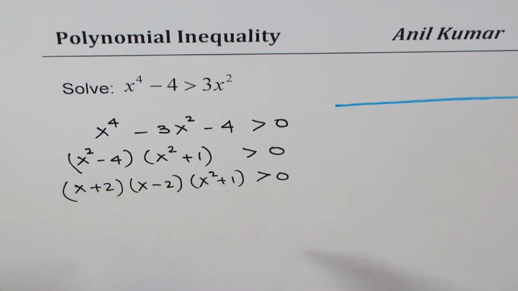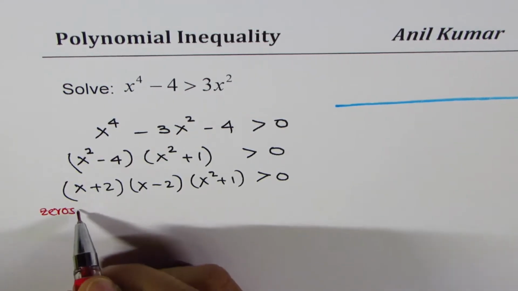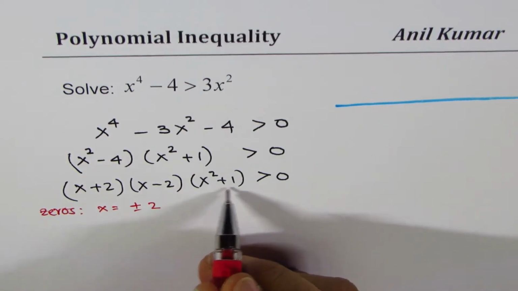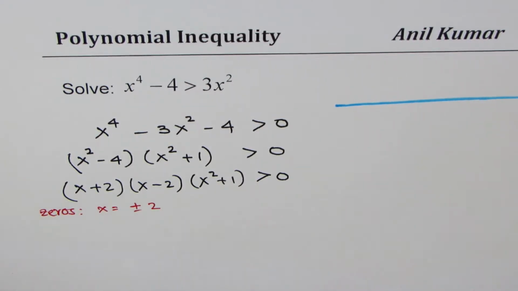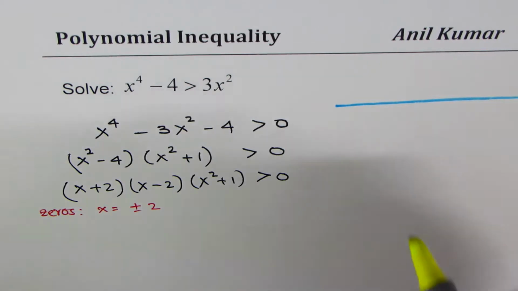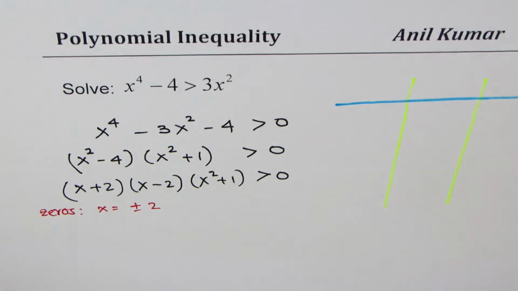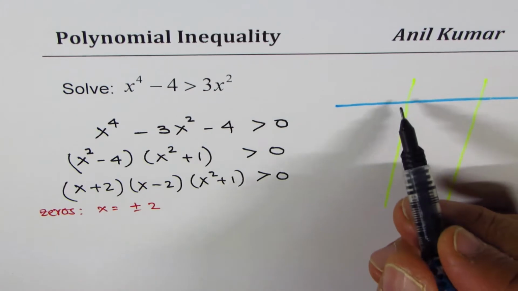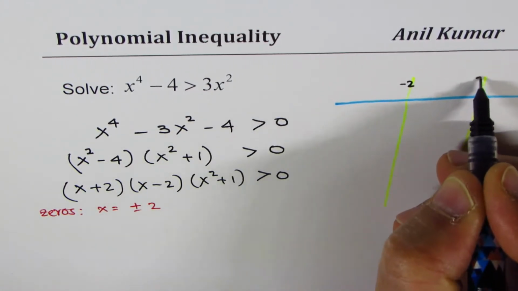We have two zeros here. So the zeros are at x equals plus and minus 2. This function is always positive, never 0. Is that okay? So there are two zeros here. One is at minus 2, the other one is at plus 2. So we'll actually test the intervals because these zeros are linear and the function is going to change the sign at both these zeros, right? So one is at minus 2, the other one is at 2.